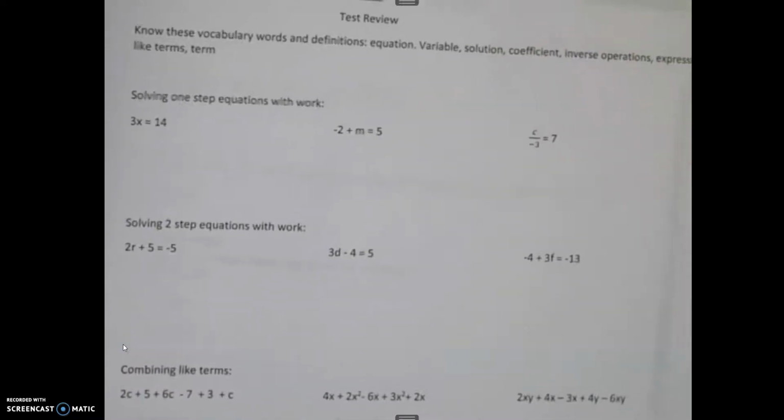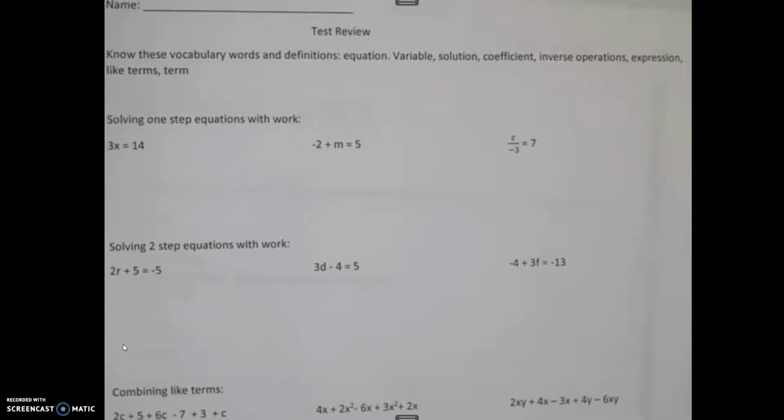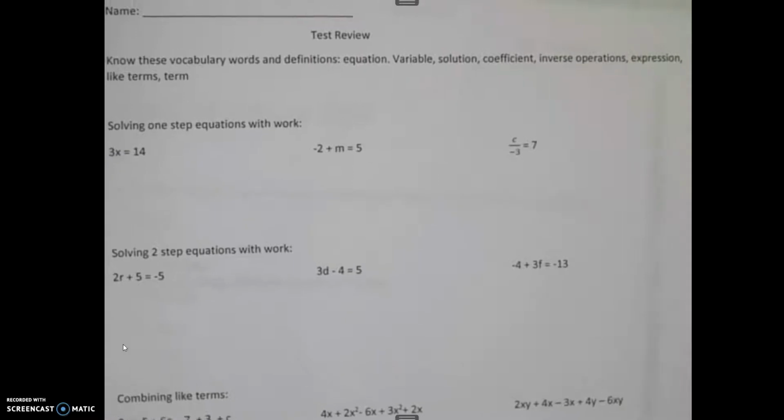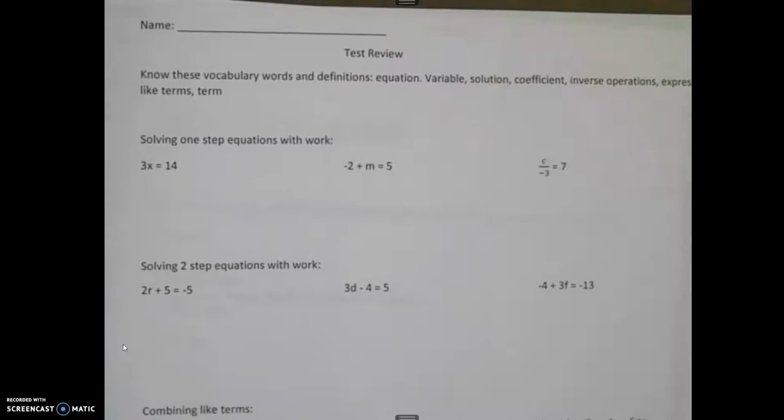Alright guys, tomorrow you have a test. We're going to start off with, make sure you know these vocabulary words and definitions. They're from the last two vocabulary assignments. So equation, variable, solution, coefficient, inverse operations, expression, like terms, and terms. Some of the definitions may be matching. Some of them might be give me an example. So be sure that you know these words and the definitions. Be sure you know the definitions that I have given you.